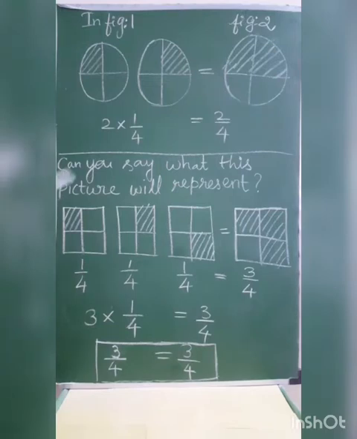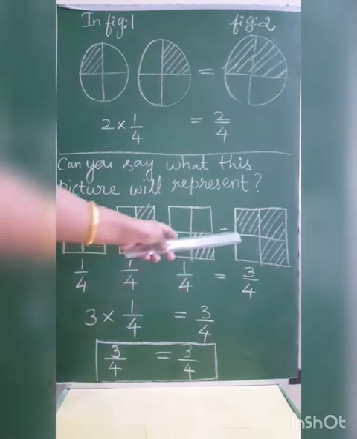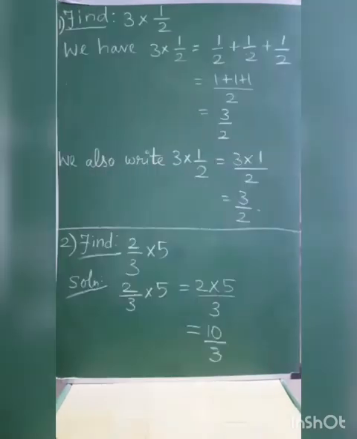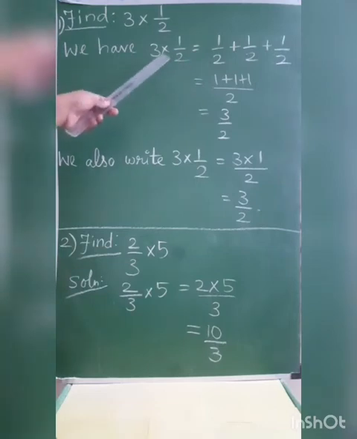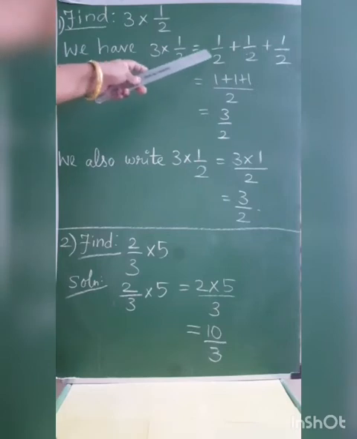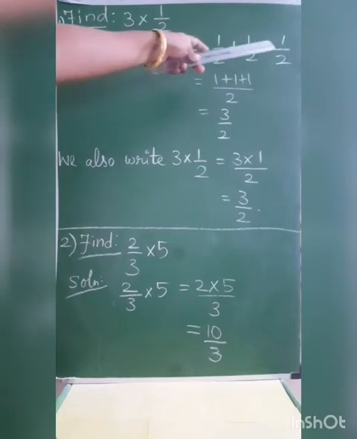Can you say what this picture represents? Yes, these two pictures are the same. Here the picture is 3 by 4, and this one is also 3 by 4. So both are the same: 3 into 1 by 2. Here there are two ways to solve it. 3 into 1 by 2 means 3 times of 1 by 2. Multiply means times. So 3 times of 1 by 2 can be written as 1 by 2 plus 1 by 2 plus 1 by 2.